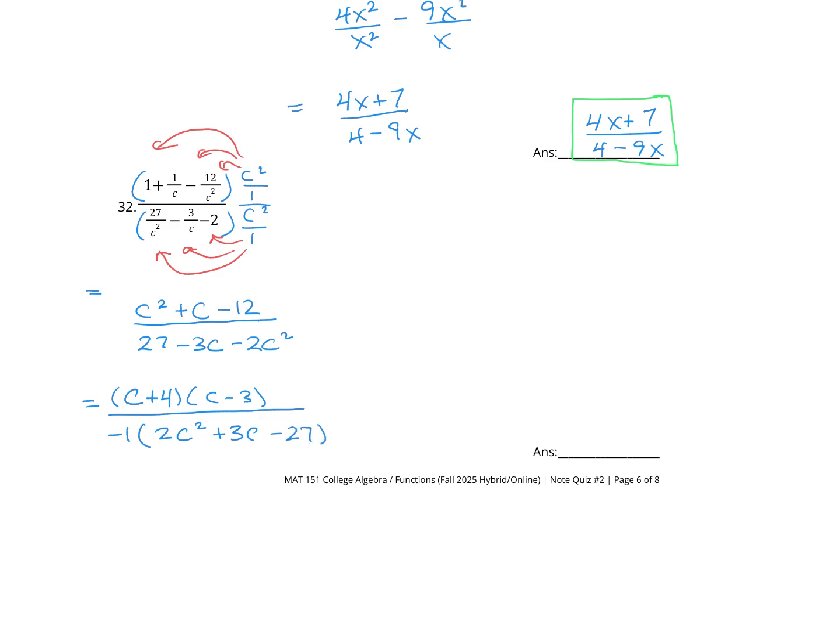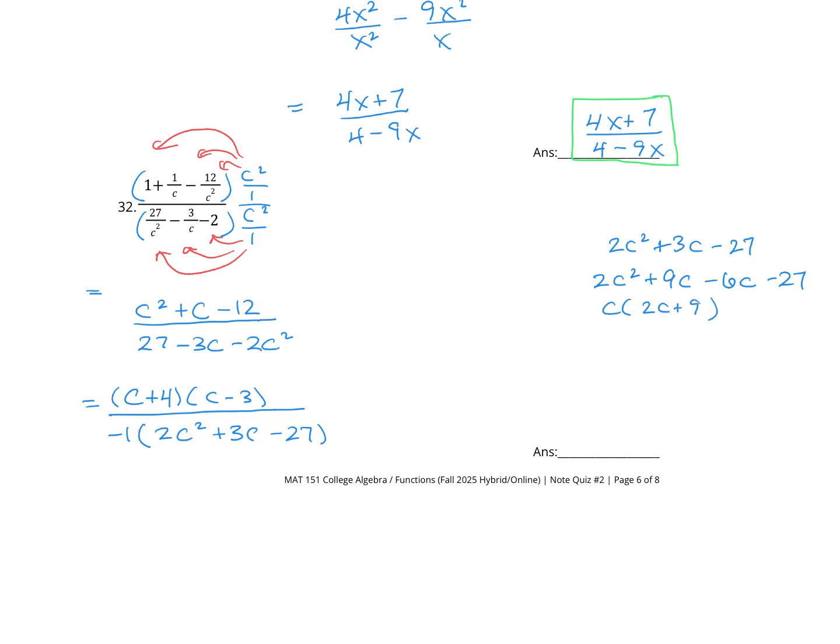And then off to the side, let's try factoring that. We've got 2c squared plus 3c minus 27. I'm going to use the grouping method this time around. 2 times 27 is 54. 9 times 6 is 54. So that's 2c squared plus 9c minus 6c minus 27. Factoring, I can take out the greatest common factor of c. I've got 2c plus 9.